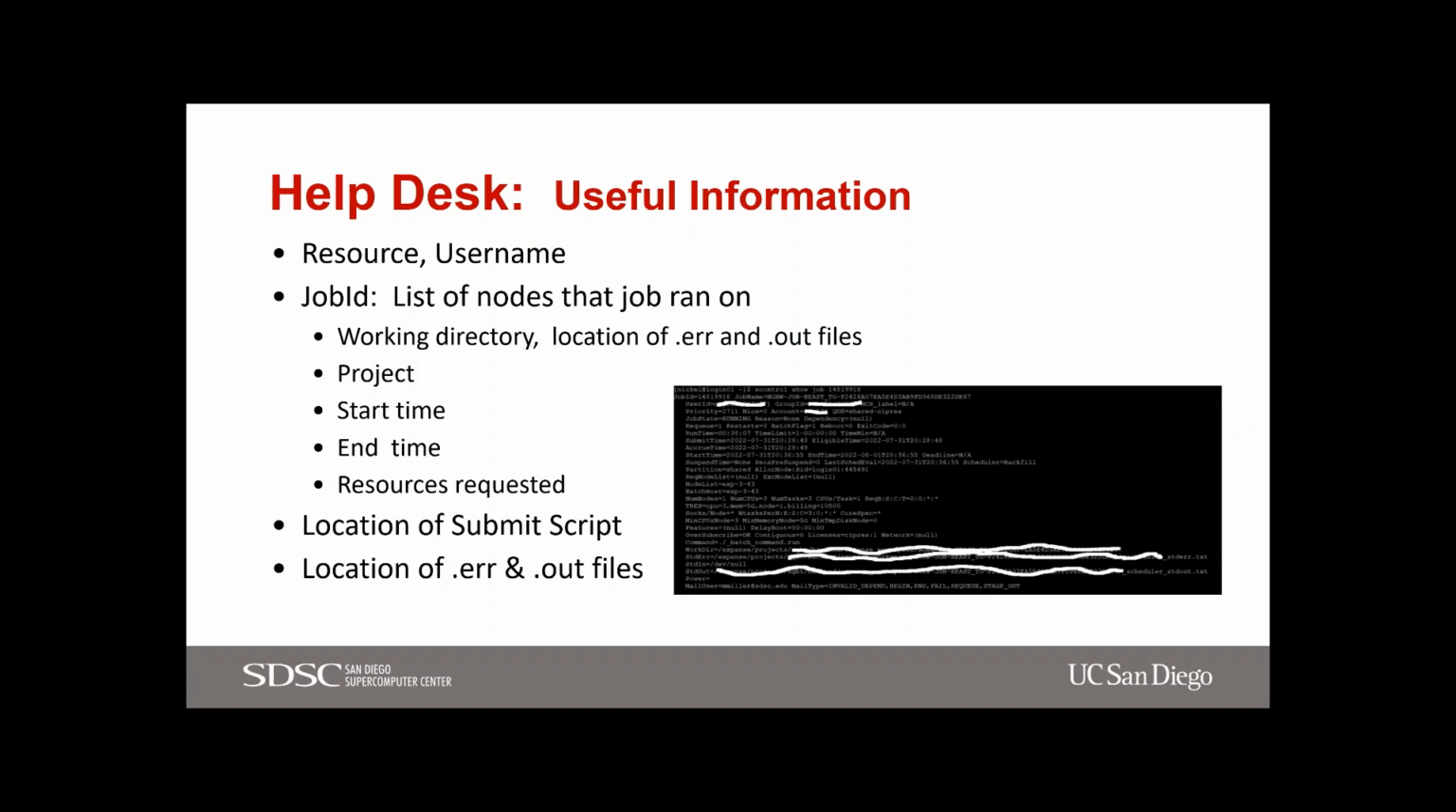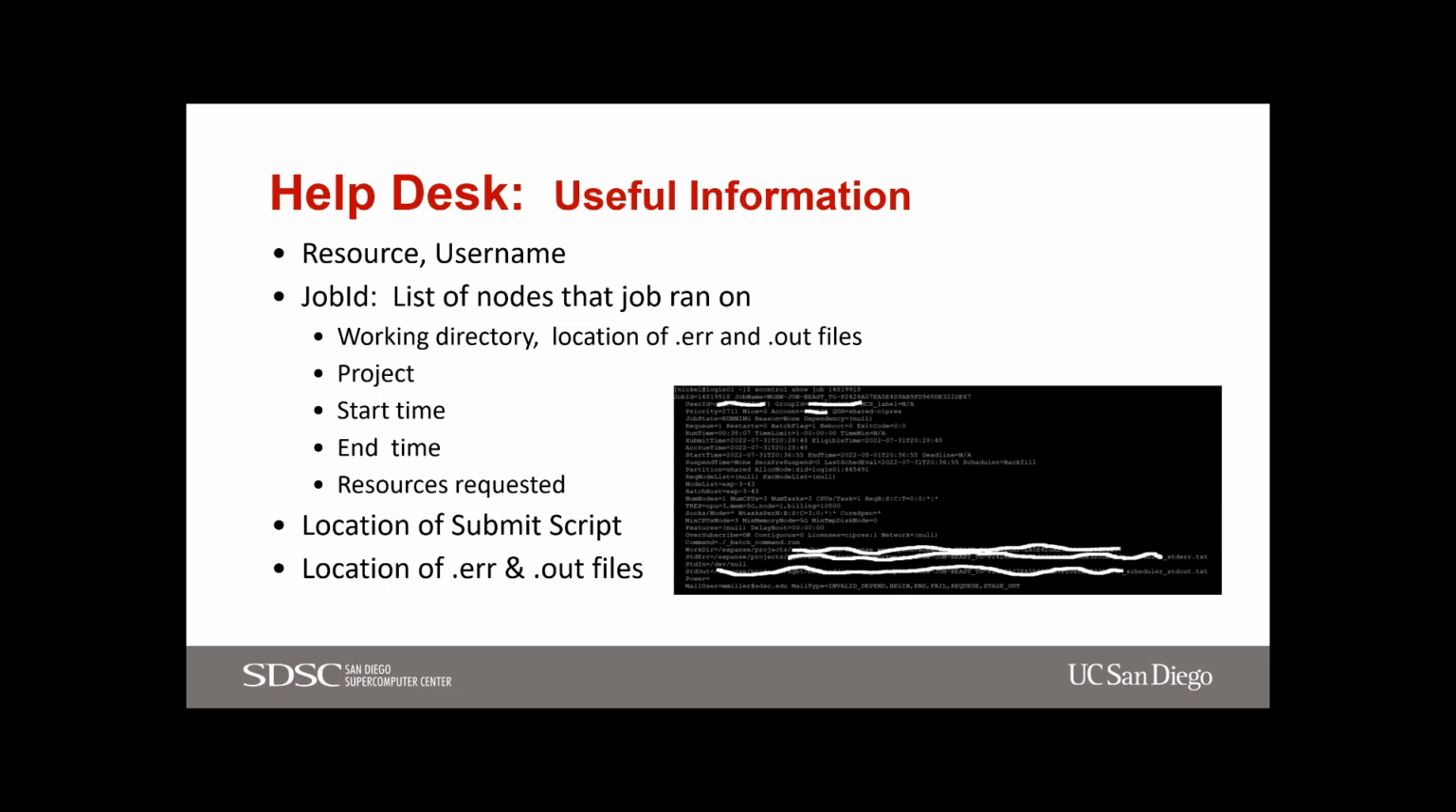Some of the useful information that you provide us is the resource and the username. From resource and username, we can look up a lot of things. We can see if you're on our system, what you have access to, how long you've been on there. We can check your history of running jobs, a lot of stuff. If you have a specific error to a specific job, then giving us the job ID is really important.